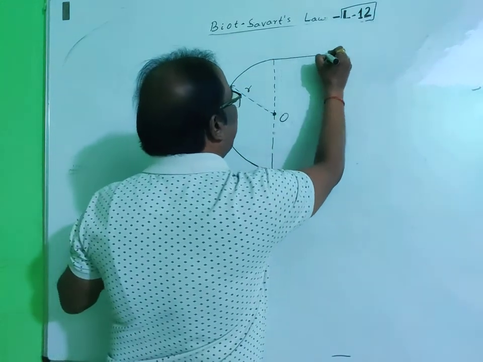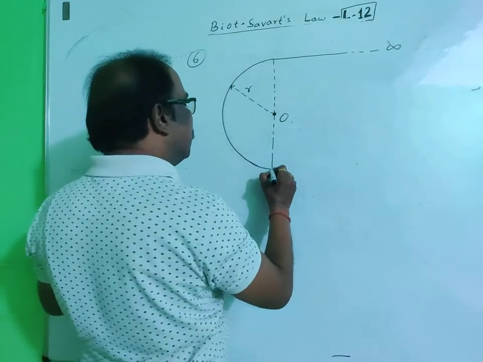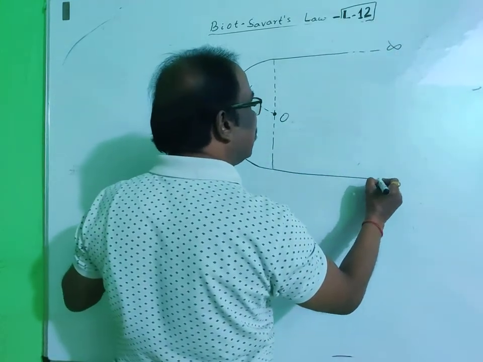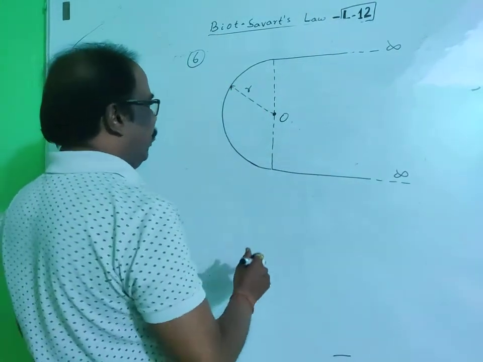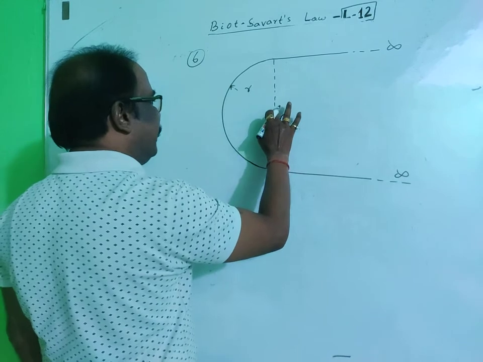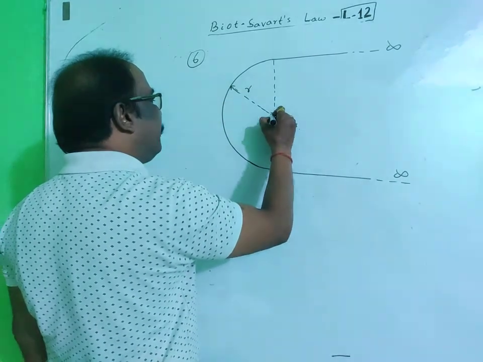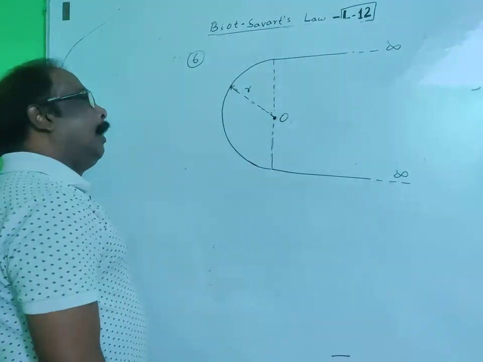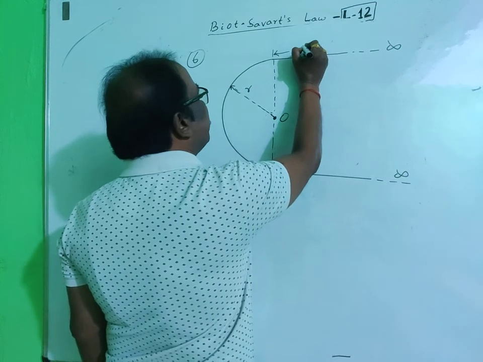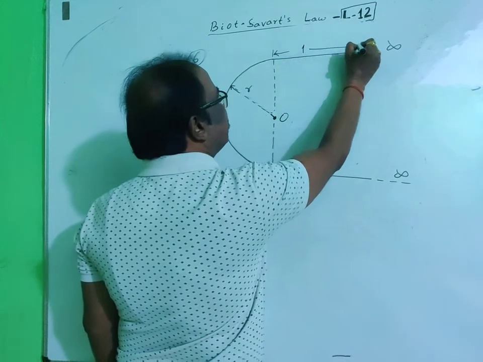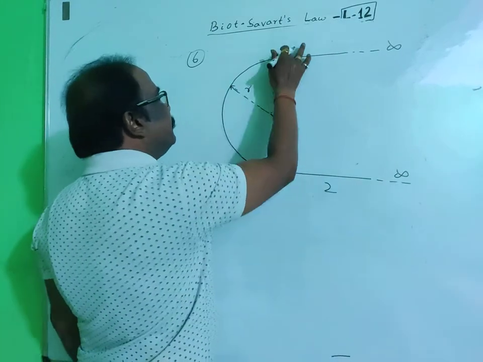This is a straight conductor of infinite length in one direction, and this is also a straight conductor of infinite length in one direction. Suppose we have to find the magnetic field at O. So I am naming the conductors. This part is, let's say, 1, this is 2, and this is 3.